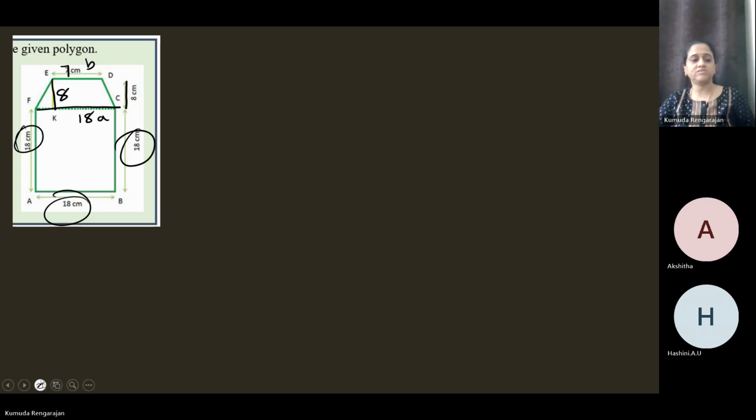And the rectangle, it's a square. You can see all sides are equal: 18, 18, 18. So area of square is equal to 18 into 18, side into side, 324. So area of square 324 plus the area of the trapezium will be the area of the polygon.